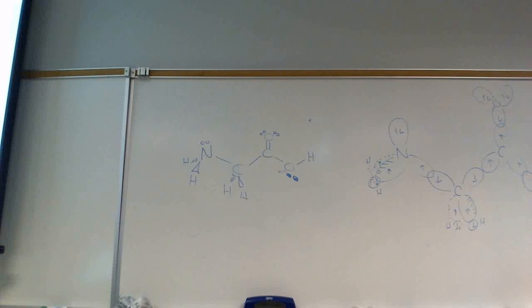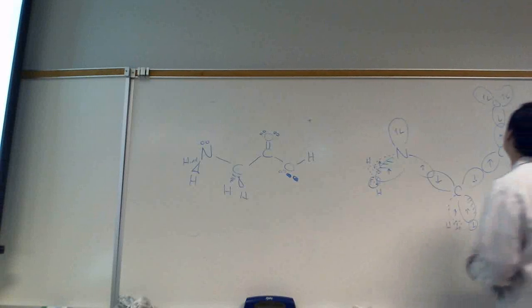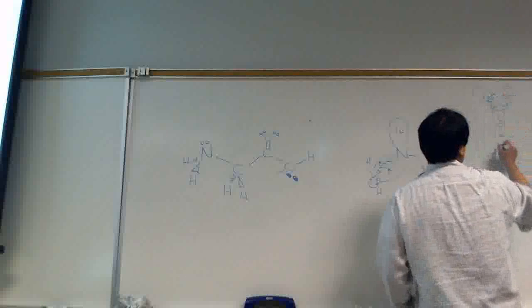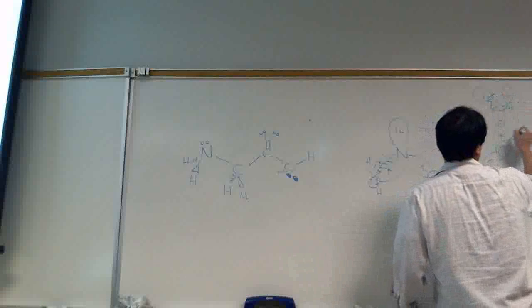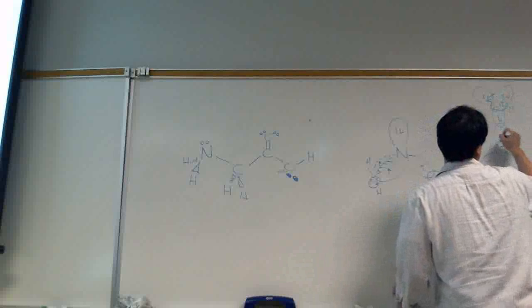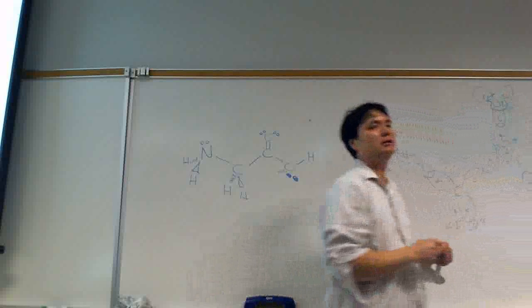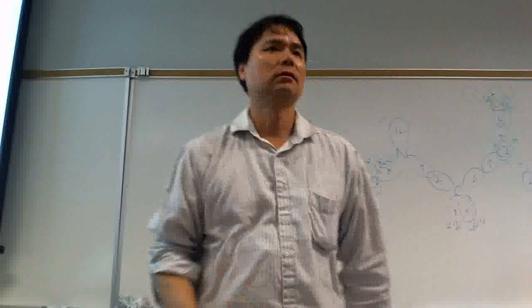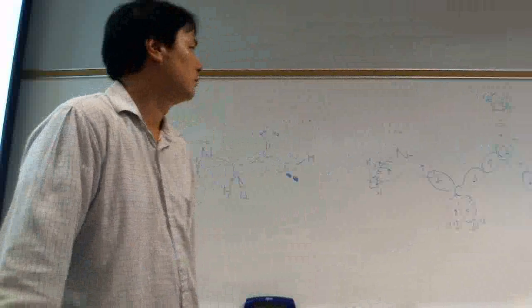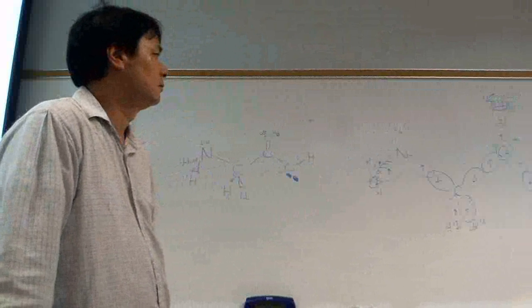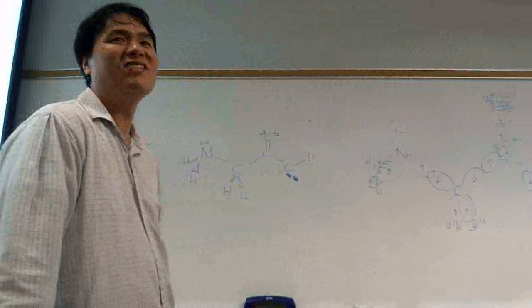And then we show the pi bond, like this, something like this. Maybe pi bond. This is called the valence bond.